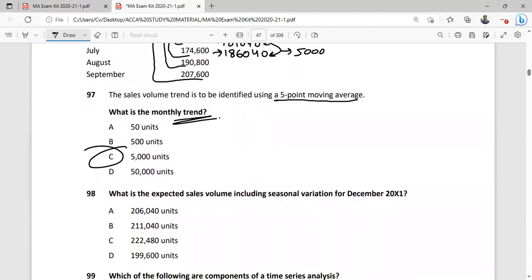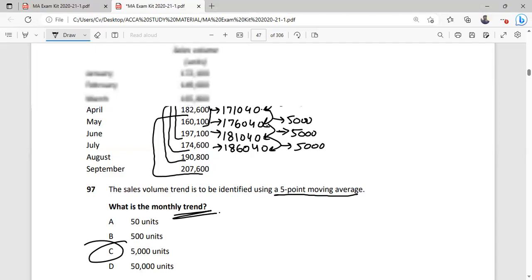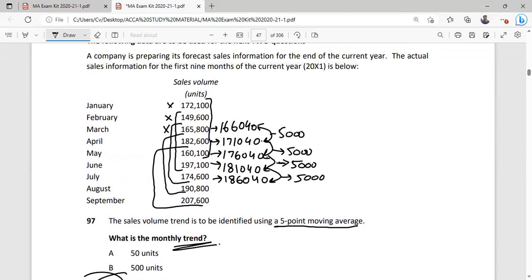What is the expected sales volume including the seasonal variation for December 20X1? Okay. Now what is meant by seasonal variation? To calculate seasonal variation, we will calculate the difference between sales volume and moving average, starting from March, because we have no data for January, February. 165,800 minus 166,040. It is minus 240.